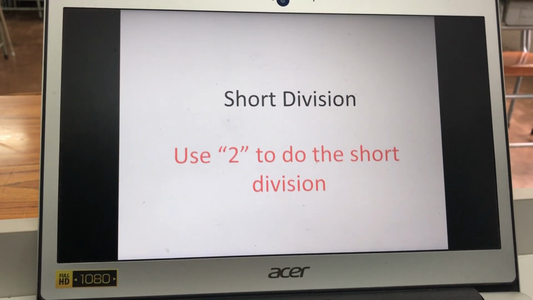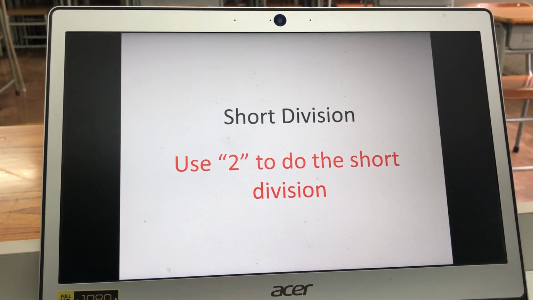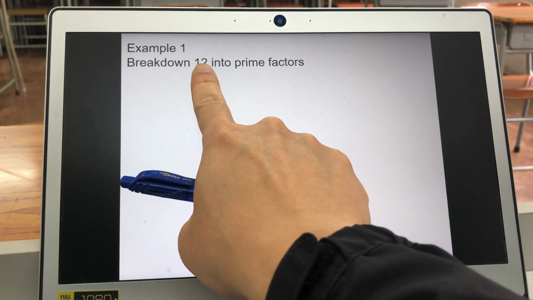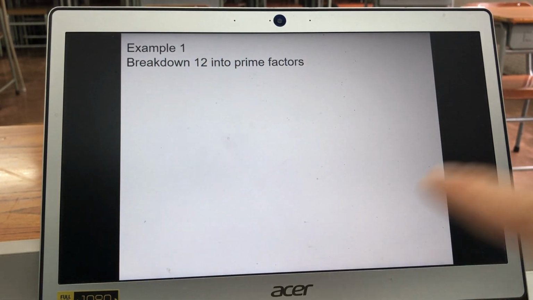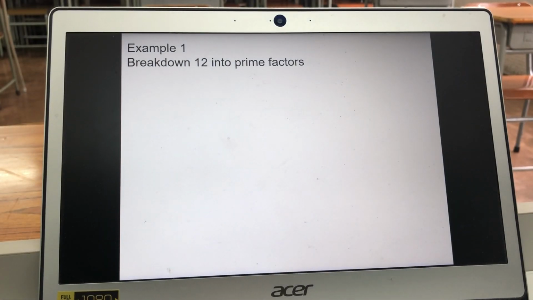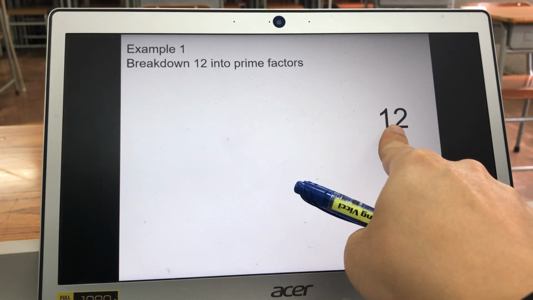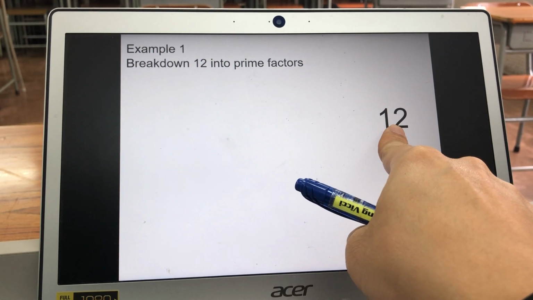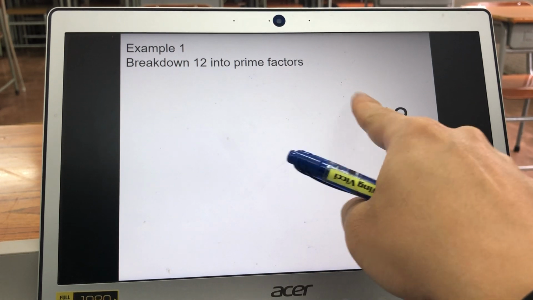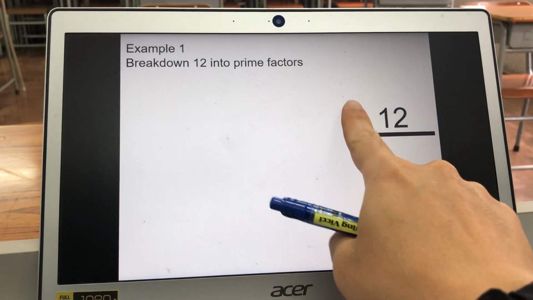So first of all, let's practice using 2 to do the short division. So for example, number 1, you have to break down the number 12 into prime factors. So what to do to get these prime factors? Use short division. First of all, write down the number 12, and then you're going to do short division. So you have to draw a symbol, which looks like an L shape. So draw something like this.